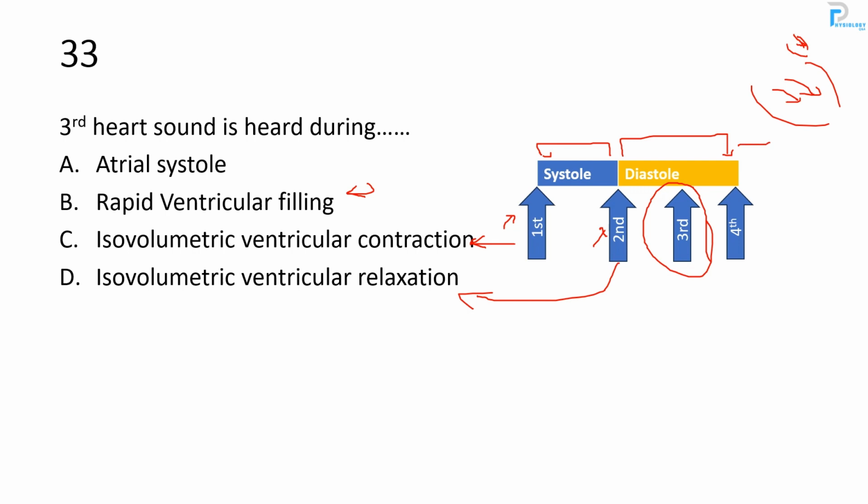So remember that these sounds are numbered in sequence based on their position during the cardiac cycle. The start of systole, you hear first. The start of diastole, you hear second. Third and fourth, you hear them during diastole. But remember that the fourth heart sound is pathological and the third heart sound is pathological, except in conditions like in children, for example, where it can be normal.